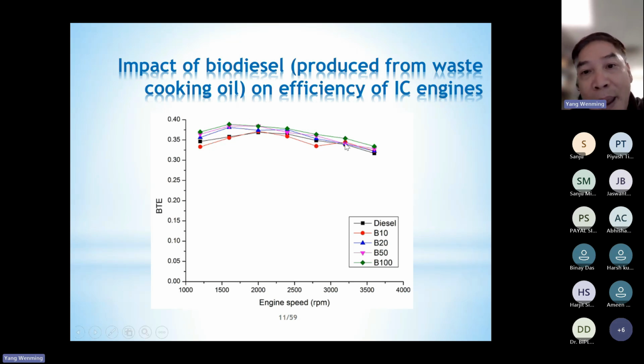Only B10 has similar efficiencies to the diesel fuel. B20, B15, and especially B100, pure biodiesel, actually have a higher efficiency than the diesel fuel.